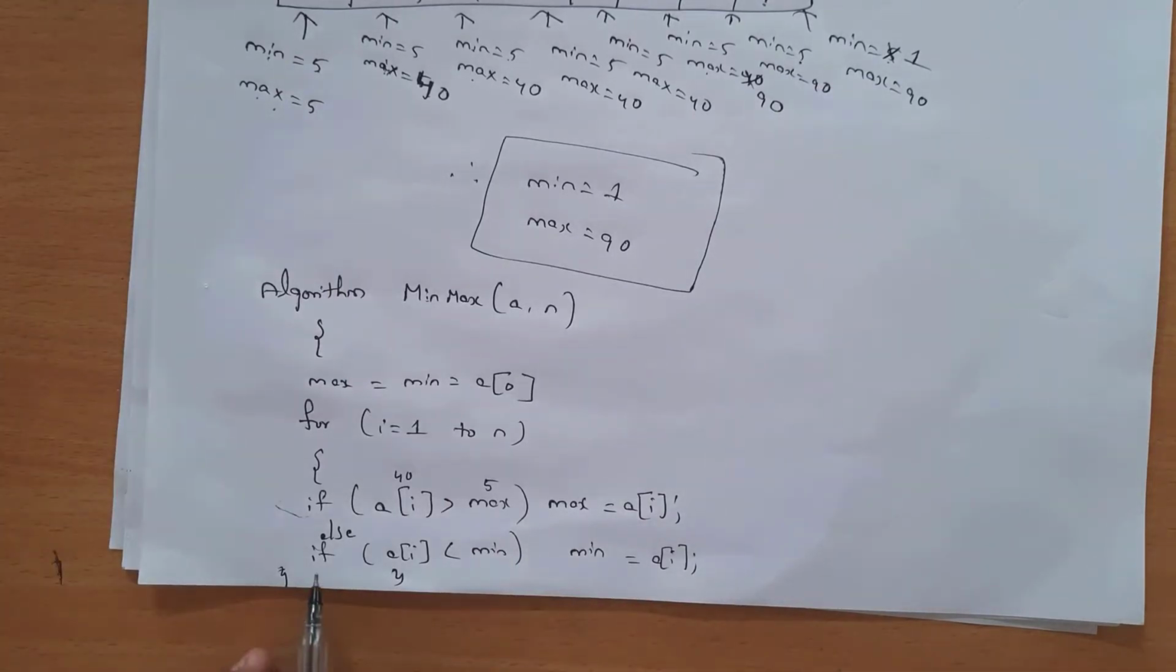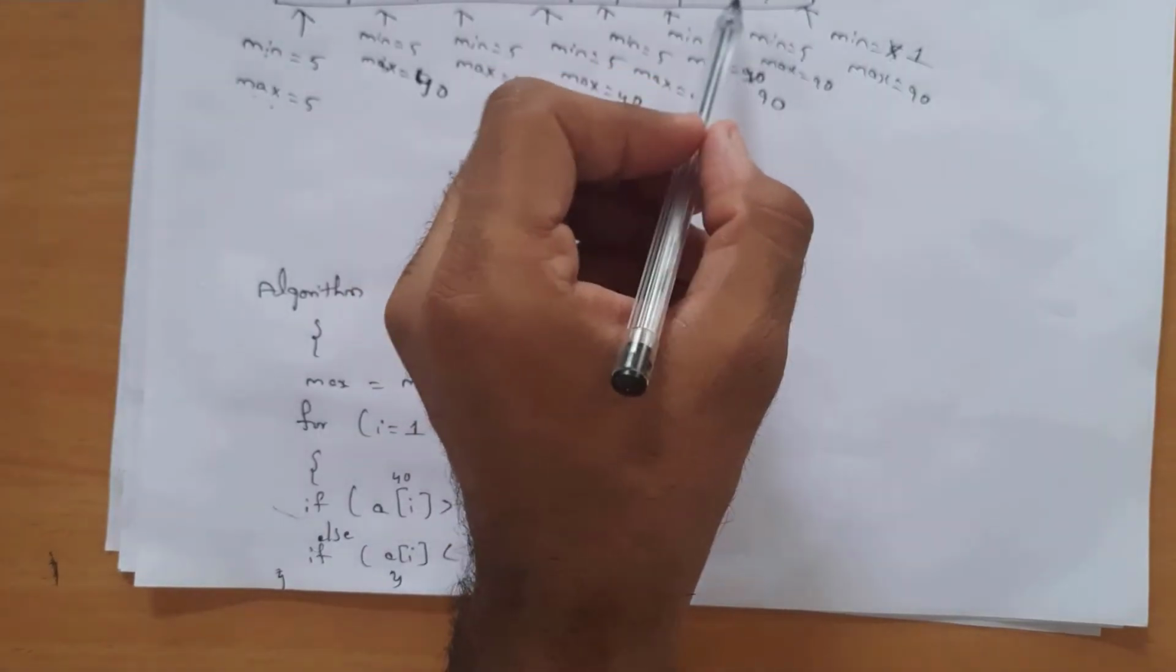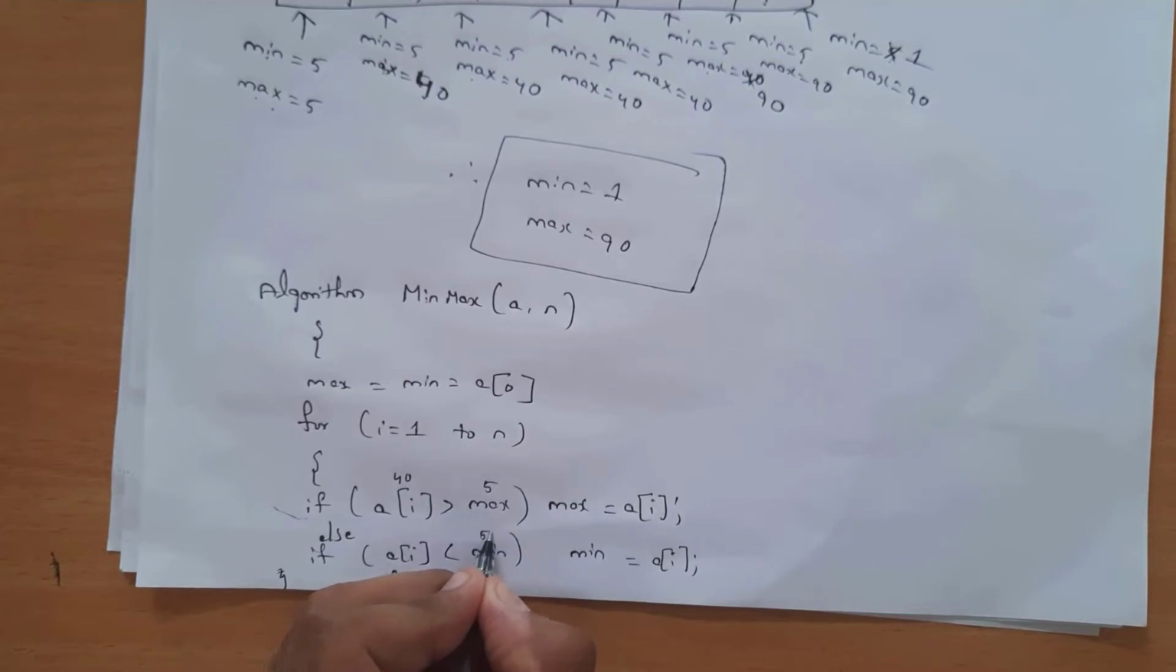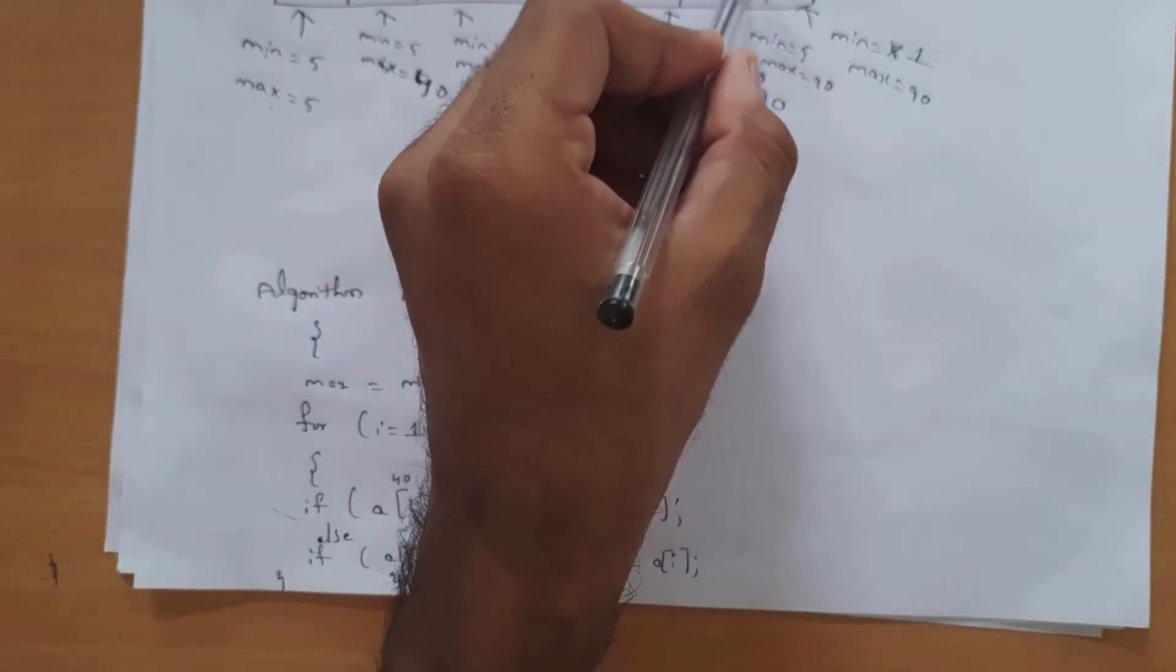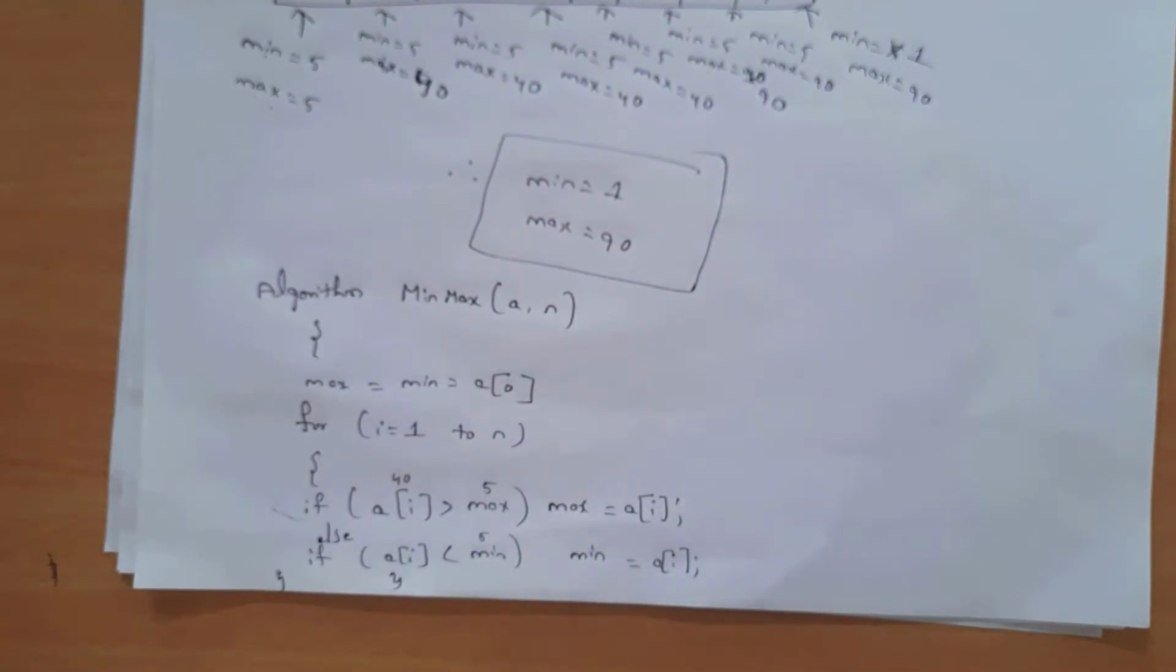And similarly, if a[i] is less than minimum, then minimum element is equal to a[i]. If you consider this at last, here the minimum element is 5 and a[i] is nothing but the value present in index number 7, that is 1. This 1 is less than 5. So we need to replace the minimum element with 1. This is an algorithm to find the maximum and minimum element in a given list. At last you need to close these brackets.